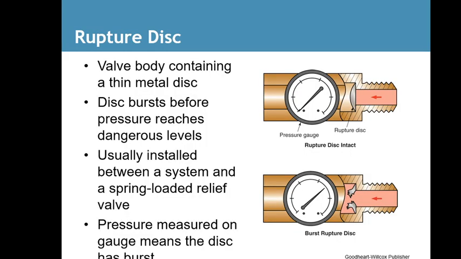Rupture disc. Valve body contains a thin metal disc. The disc bursts before the pressure reaches a dangerous level. Usually installed between a system and a spring-loaded relief valve. Pressure measured on the gauge means the disc has burst.